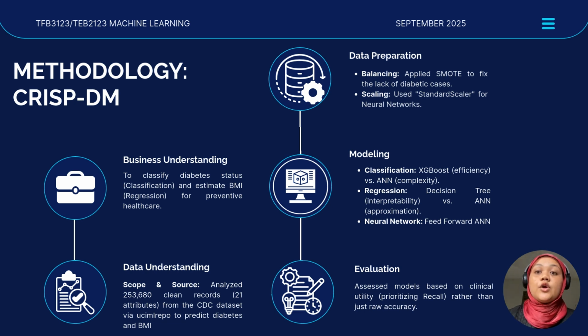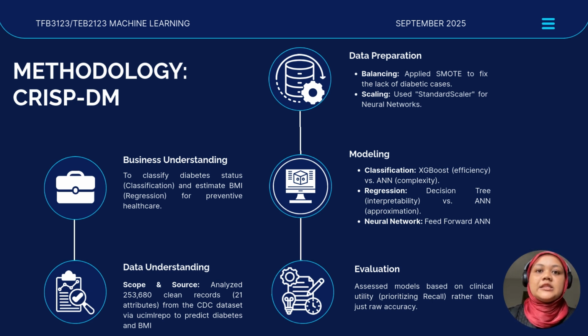Moving on to our methodology, we adhere to the CRISP-DM framework to structure our project. We started with data understanding, utilizing the CDC Diabetes Health Indicator dataset, which provided us with over 253,000 clean records and 21 health attributes like blood pressure and cholesterol. For data preparation, a critical step was addressing the imbalance in the data. There were far fewer diabetic cases than non-diabetic ones.